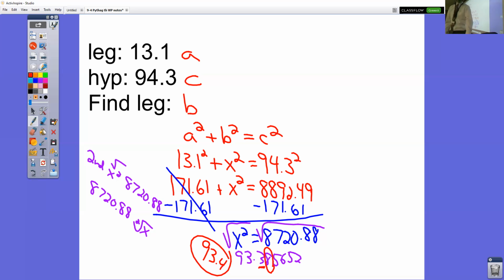So again, your legs are your A and your B side. Your hypotenuse is your C side. If you're solving for the C, you have to add together the numbers before taking the square root. If you're solving for the A or the B side, your legs, you have to square the numbers, subtract them, and then take the square root.